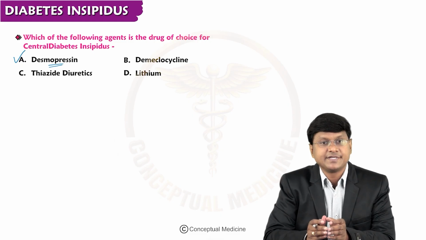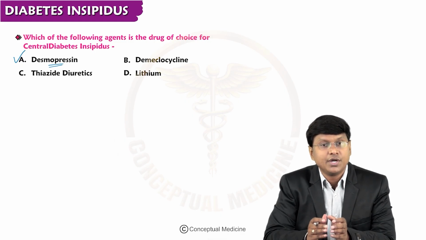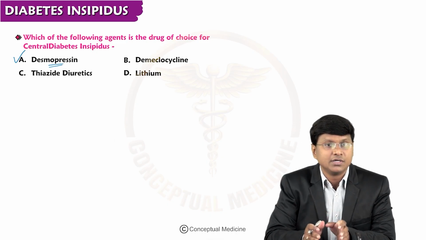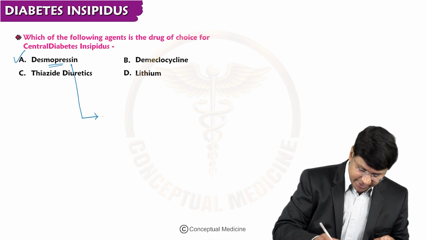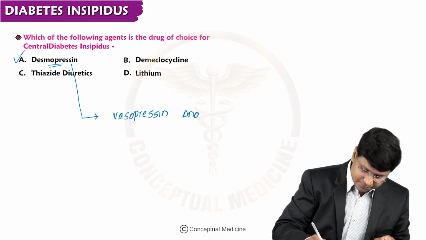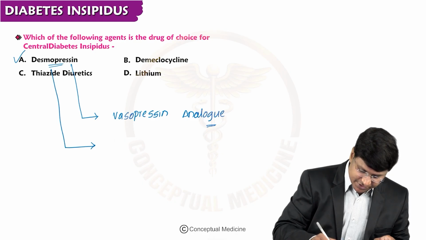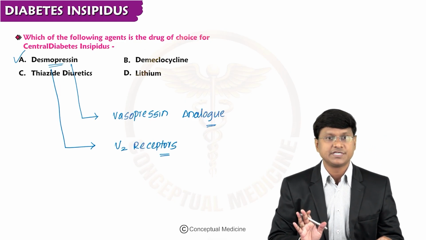In central diabetes insipidus, the primary problem is deficiency of antidiuretic hormone. So, you need to give antidiuretic hormone or an ADH analog for the treatment of central diabetes insipidus. Desmopressin is a vasopressin analog. The action of desmopressin is exclusively on V2 receptors.